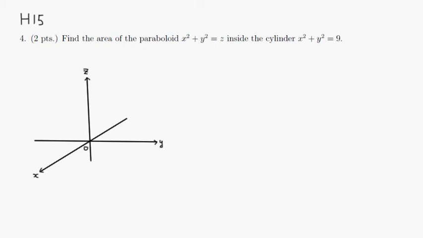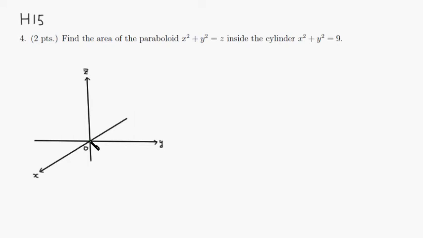All right, let's look at homework 15, problem number 4. We want to find the area of the parabola inside the cylinder x squared plus y squared equals 9. Let's sketch this cylinder first, at least just the circle. The radius is going to be 3, right? So I'm going to just draw that.